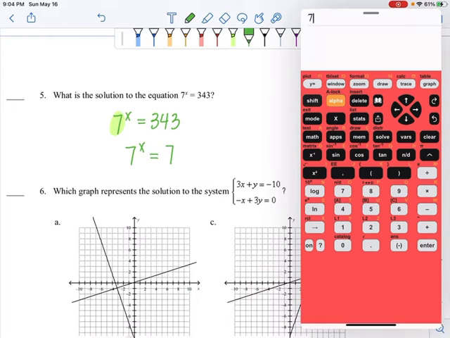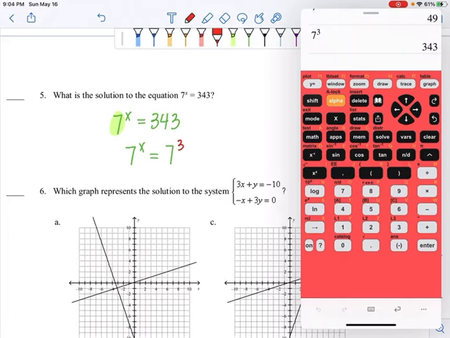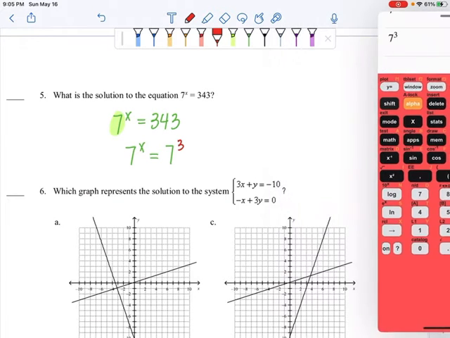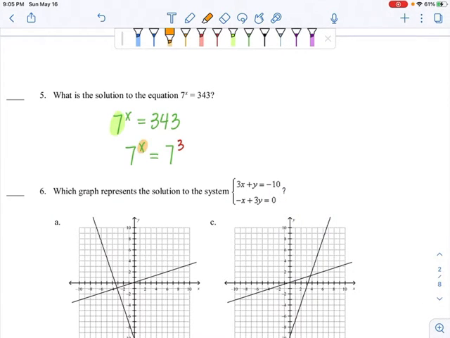7 squared, 49, that's not big enough. 7 to the third, okay, that gives me 343. So I know that this is going to be 7 to the third power, and so that tells me, okay, x is going to equal 3 because that is the exponent that I need to get 7 to what power gives me 343. So x equals 3.